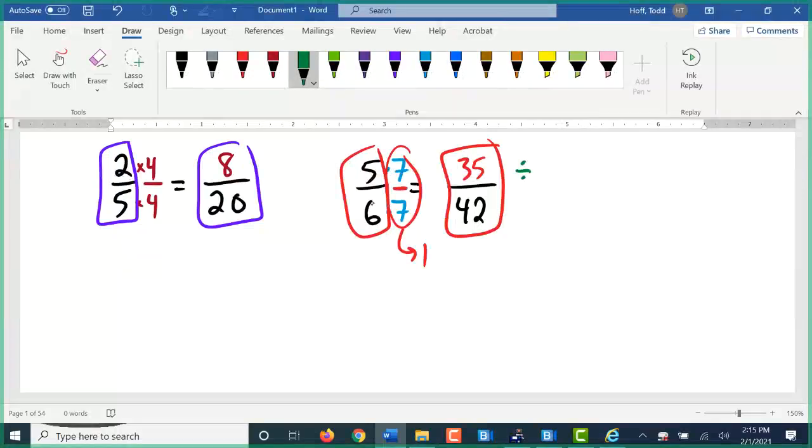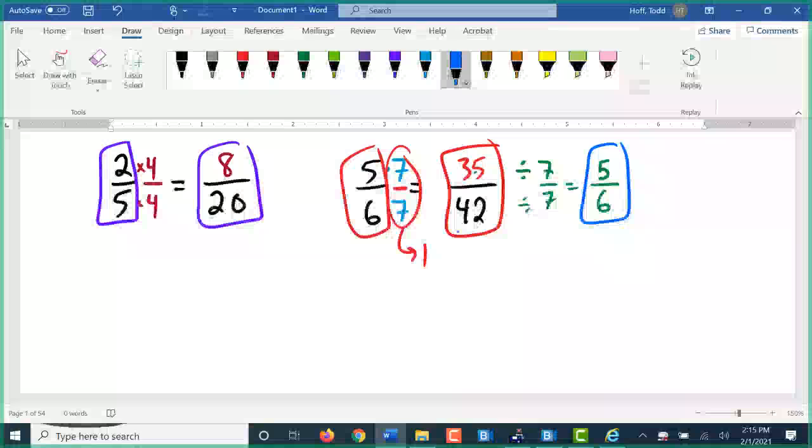But what we can do is this. Since we multiplied by 7 over 7, we can divide by 7 over 7. 35 divided by 7 is 5, and 42 divided by 7 is 6. And we've already said 5 over 6 is equivalent to 35 over 42. So they're the same number, just different forms of writing the same value or same amount.